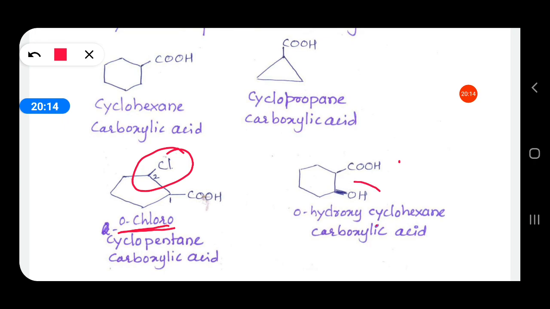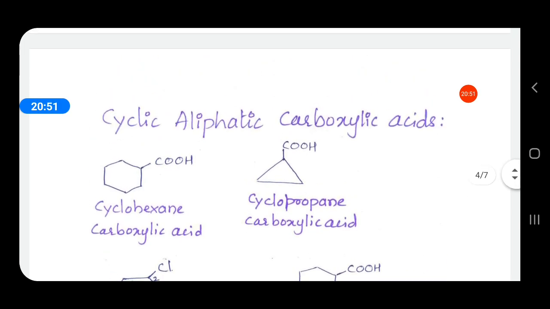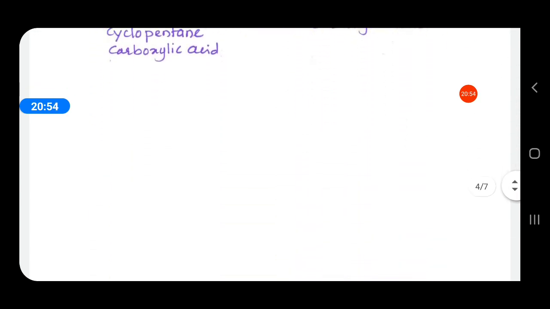Along with that carboxylic acid, another functional group, an OH group, is present. With reference to the carboxylic acid, it is present at the ortho position. The OH group is present at the ortho position. So it is orthohydroxy cyclohexane carboxylic acid. Or the carboxylic acid carbon becomes first and this is second. Instead of ortho, it is called 2-hydroxy cyclohexane carboxylic acid. So like that, the cyclic aliphatic carboxylic acids are named.